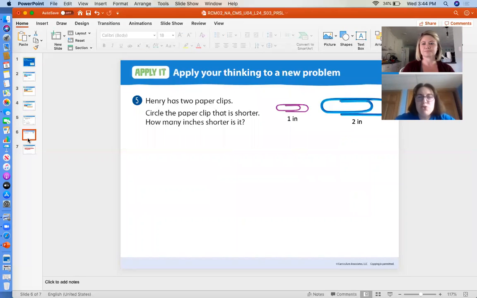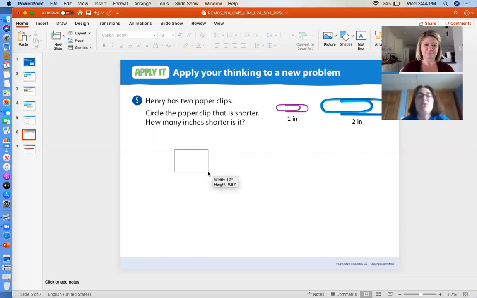All right, so Henry has 2 paper clips. Circle the paper clip that is shorter. And how many inches shorter is it? So just looking at it really quick, this should be super easy. The first paper clip is 1 inch. The second paper clip is 2 inches. Which one's shorter? 1 inch. The purple one.